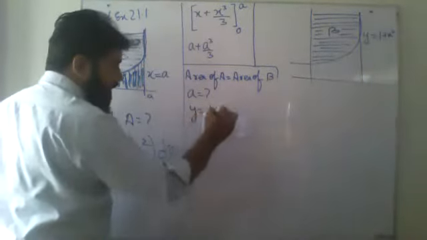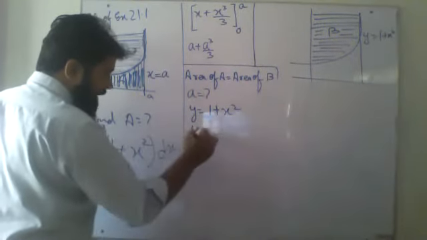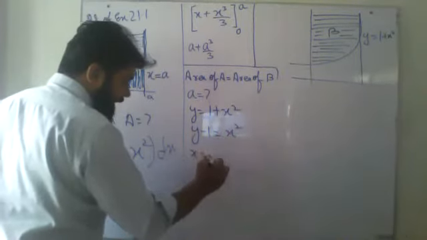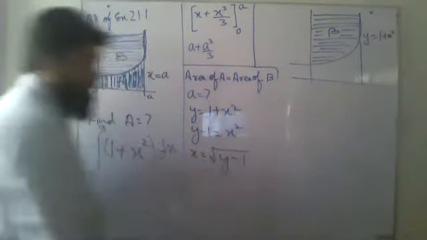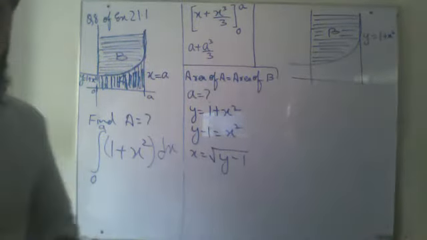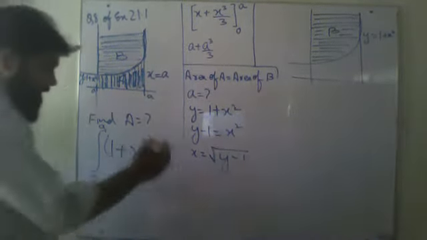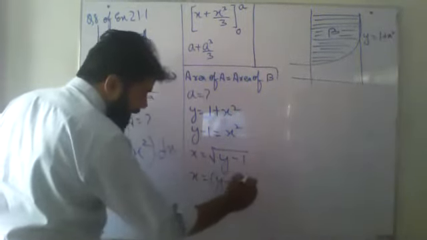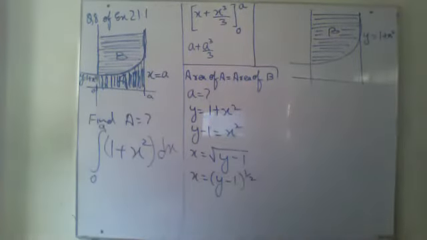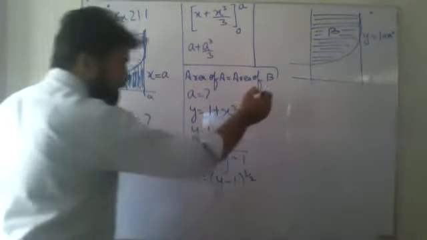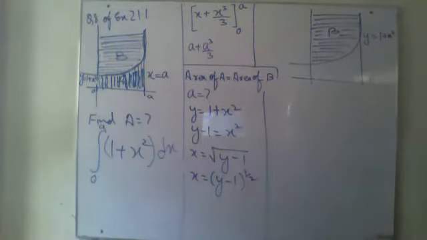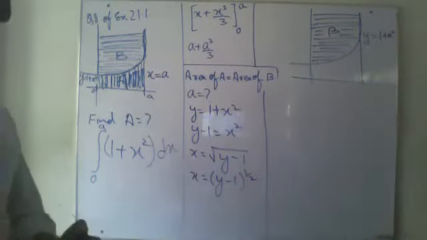So what will I do? y equals 1 plus x squared. y minus 1 equals x squared. x equals under root y minus 1, and I can also write it as (y minus 1) power half. That is my first thing which I have to do, and I have done it over here. Right? Now, what is the second thing?